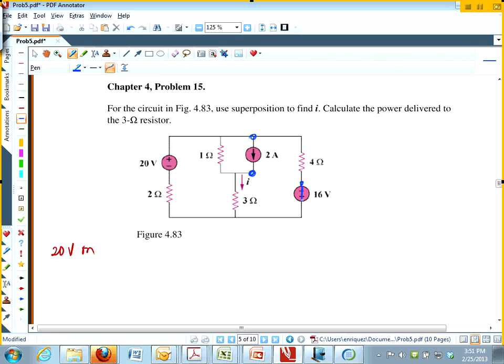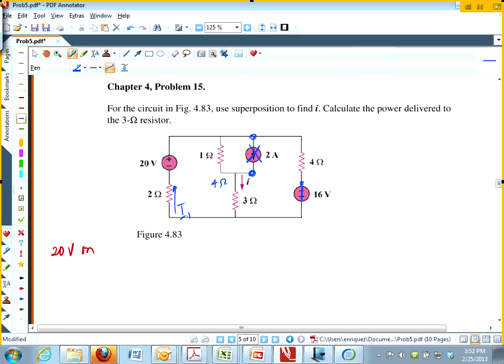So what do I do now to find I? You can use any method you want to find I. Any suggestions? How about, with the 20 volts on, this one is gone. It's an open circuit. I can just find the total current and use a current divider, maybe, because this 1 and 3 are now in series. That becomes a 4. Everyone okay with that? And it's in parallel with a 4, right?